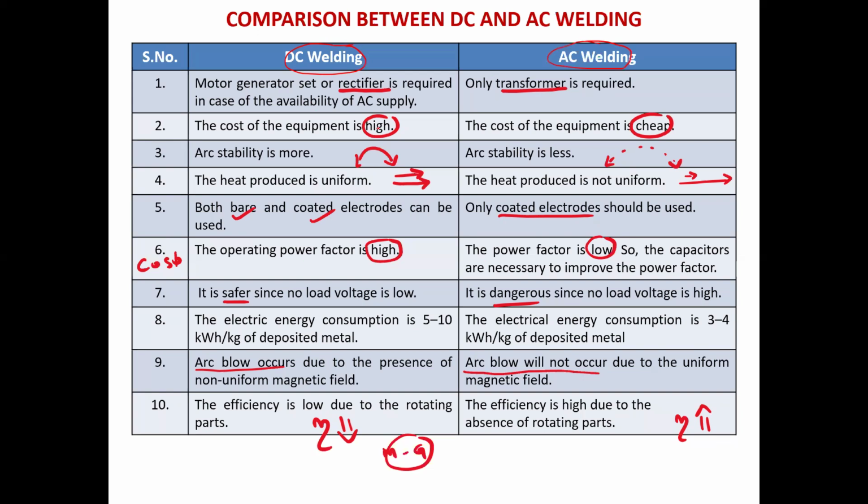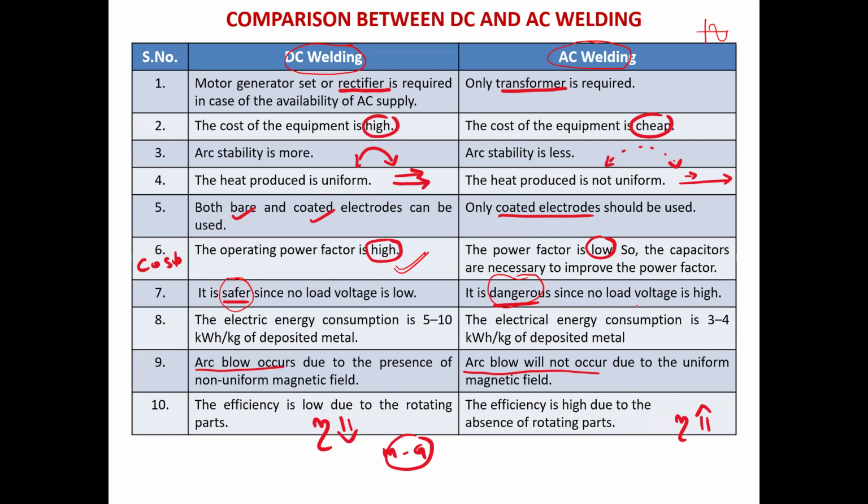The cost of the equipment is high for DC, whereas this one is cheap. Arc stability is more, whereas this one is less. The heat is uniformly distributed for DC, whereas this one is non-uniform. Why? Because the waveform may be like this, alternating. Both bare and coated electrodes can be used, whereas here only coated electrodes are used. The operating power factor, the cos phi value, is high for DC, whereas this one is low. Coming to safety, it's safer, whereas this is somewhat dangerous.